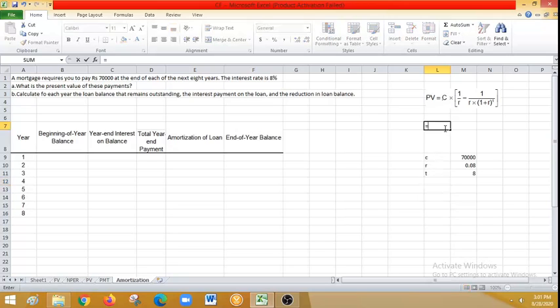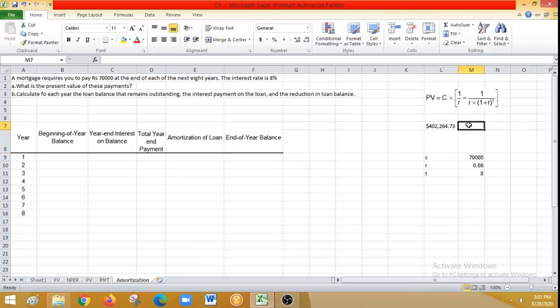Just type equal to PV, and open the braces. So what is the rate? Rate is 0.08. Fine. And what is the period? Period is 8 years, comma. And what is the amount that we are going to pay every year? It is 70,000. Since we are paying, I am going to mention it in negative form, minus 70,000. Clear? So it is 4,02,264 rupees. So this is the present value. So this is the loan taken.